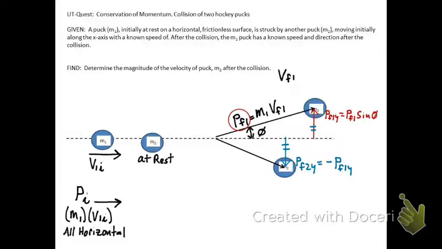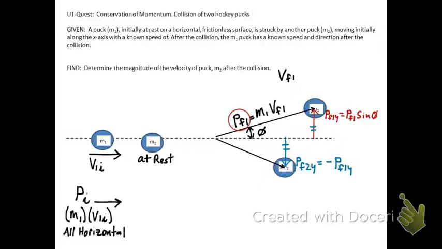If I look at my initial momentum, there is no momentum in the y direction. So that means after the collision, my momentum has to add up to 0. I can have momentum in the y direction, but it has to equal the sum of the momentum in the y direction before the collision. That's why they have to cancel out. So if I know one, I know the other one.